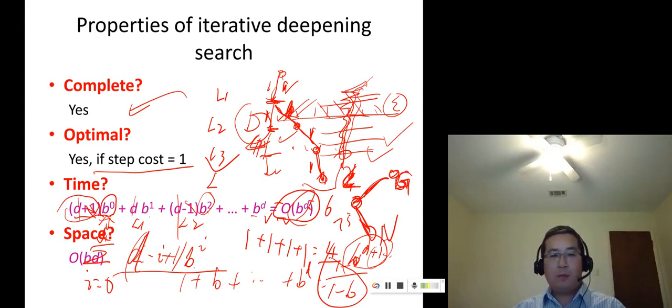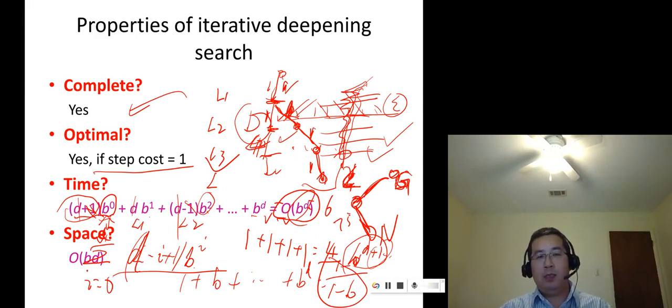Okay, and then the space is just how many nodes we need to save in the memory during the search. Because you want to maintain a data structure for this one. For example, we can use a queue, and then we save the nodes we visited in the expansion set. So in fact, this is only a linear number.